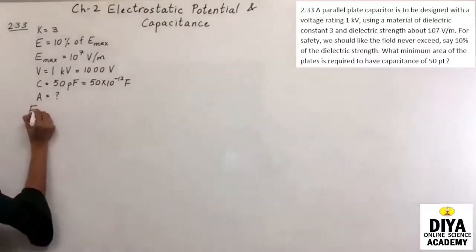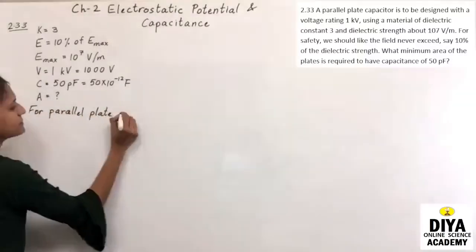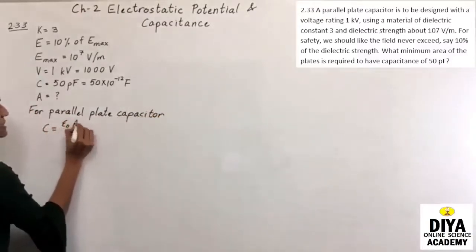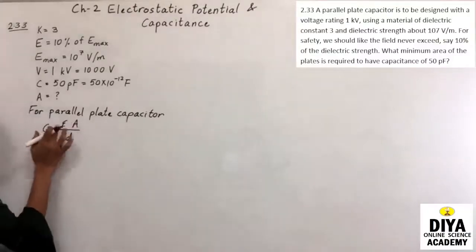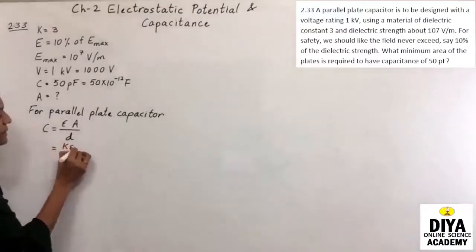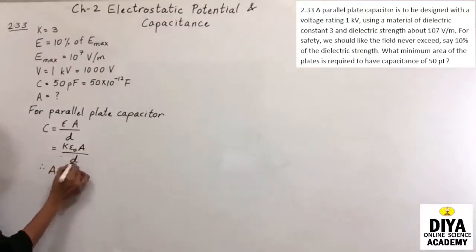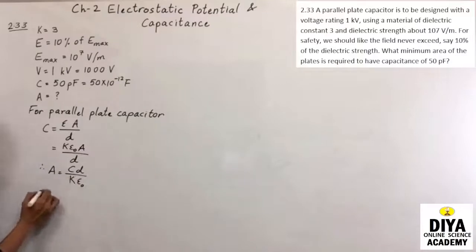So for parallel plate capacitor, C equals epsilon 0 A upon D. Now this is filled up with some material having dielectric constant equals 3. So we should write epsilon and it will be K epsilon 0 A upon D. Therefore A equals C into D by K epsilon 0. C, K and epsilon 0 we know, but D we do not know. So how would we find out D?